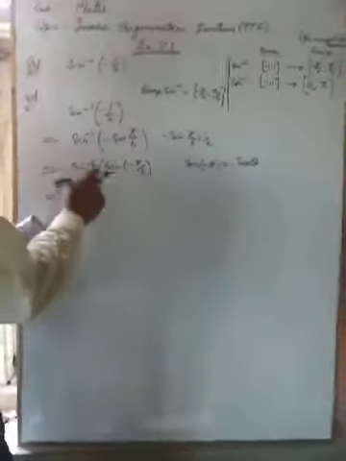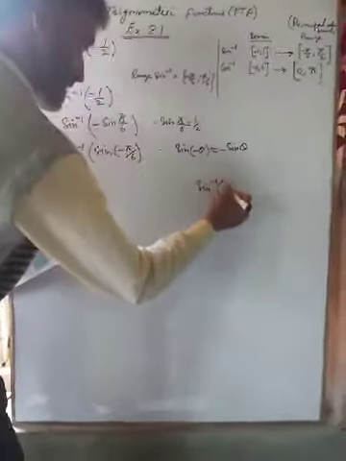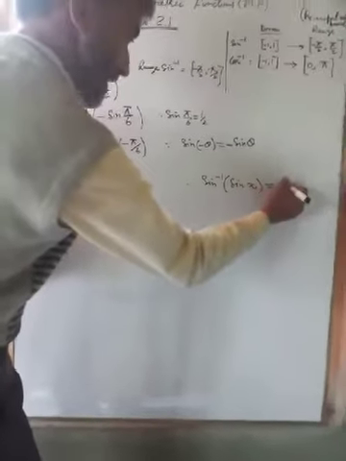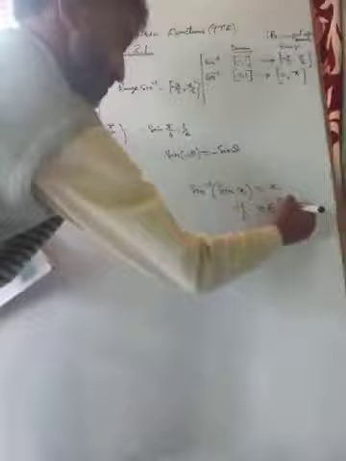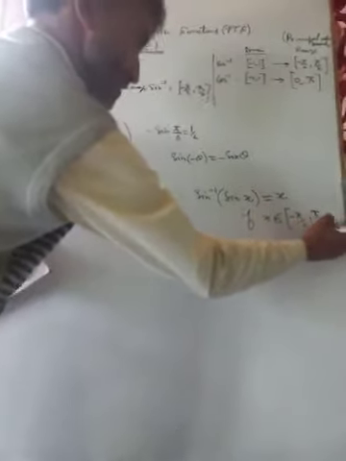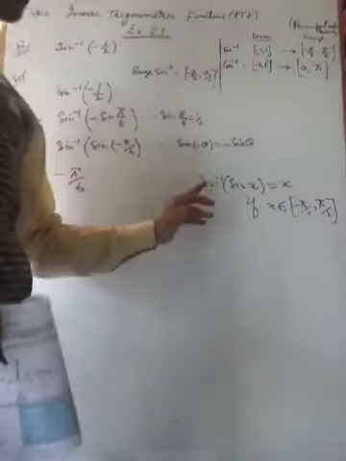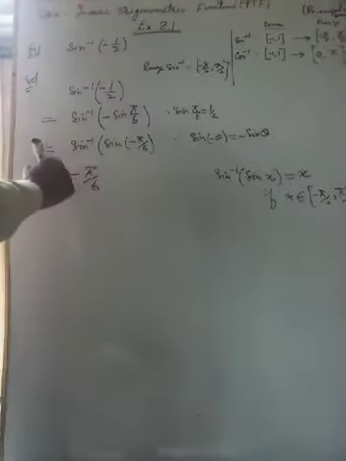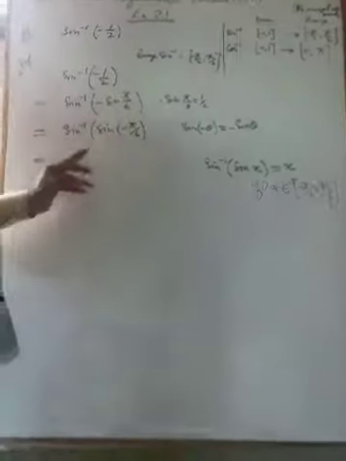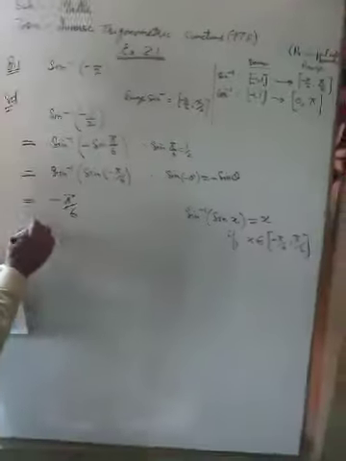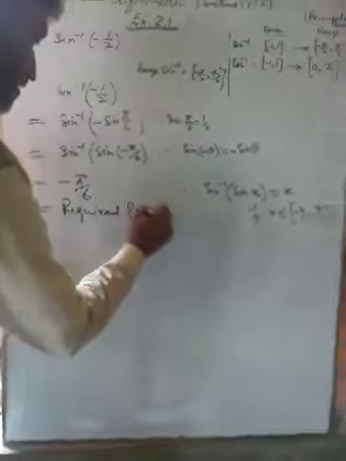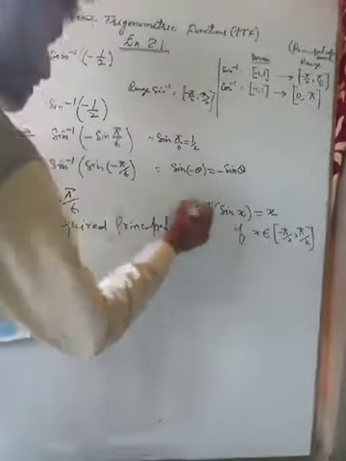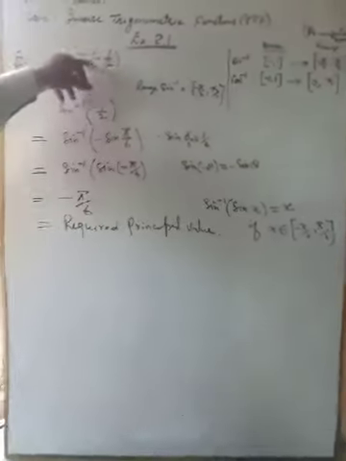because sin inverse sin x is equal to x, the angle, if x belongs to the interval -π/2 to π/2. That is the condition: if x belongs to this interval, then sin inverse sin x is equal to x. So -π/6 is the principal value. Sin inverse -1/2 is equal to -π/6, which is the required principal value of sin inverse -1/2.